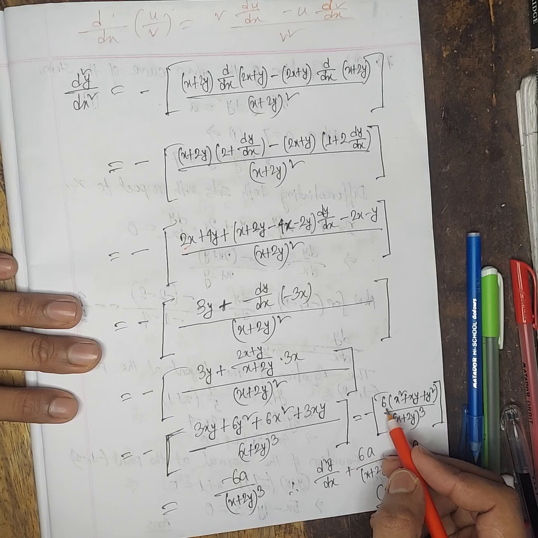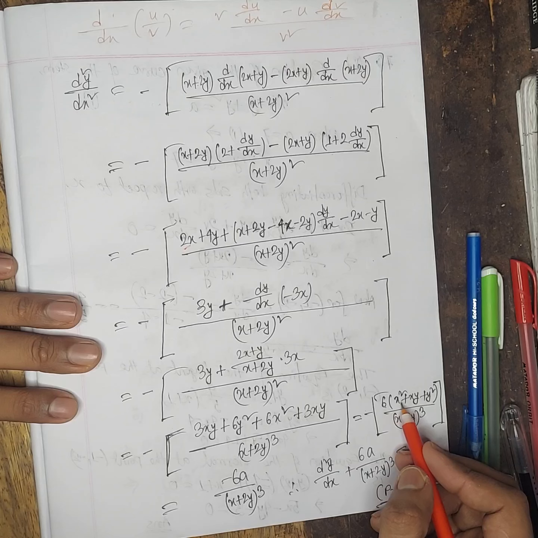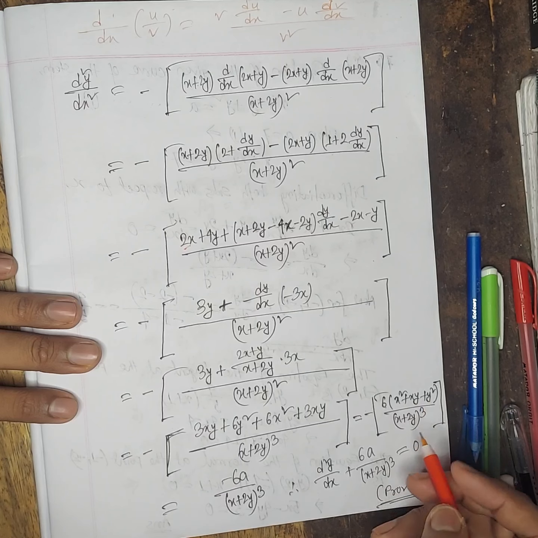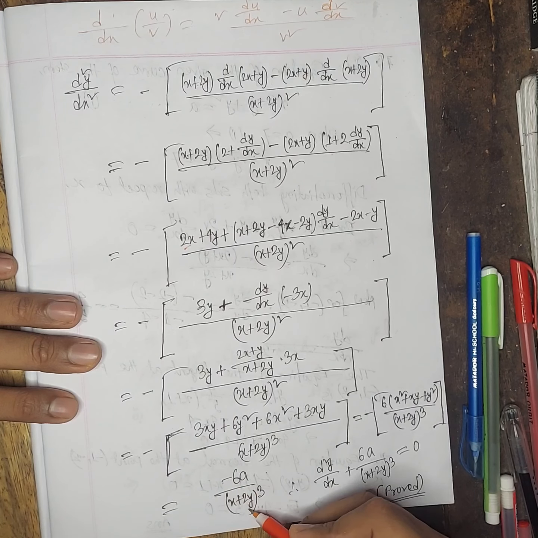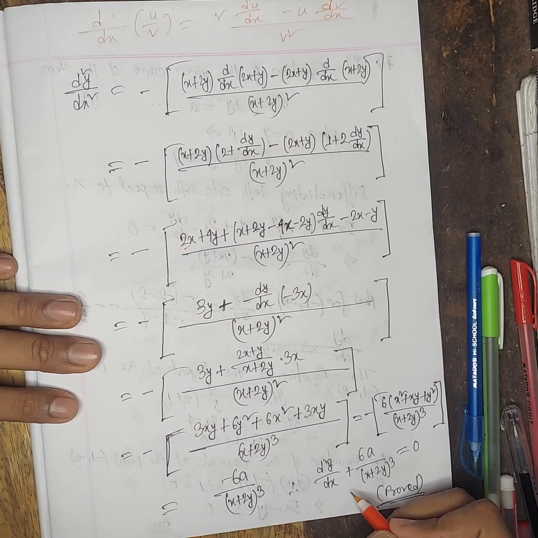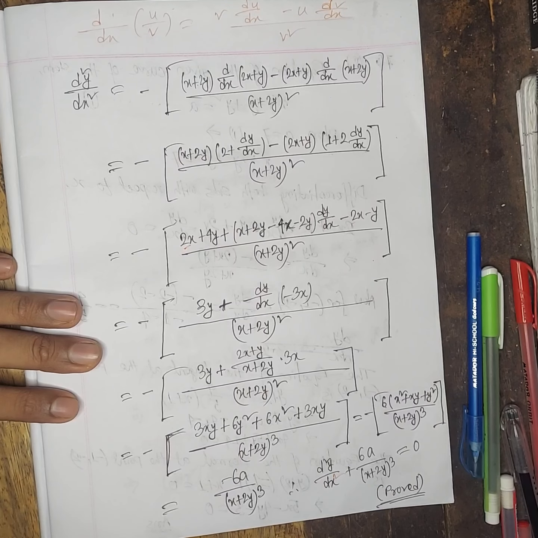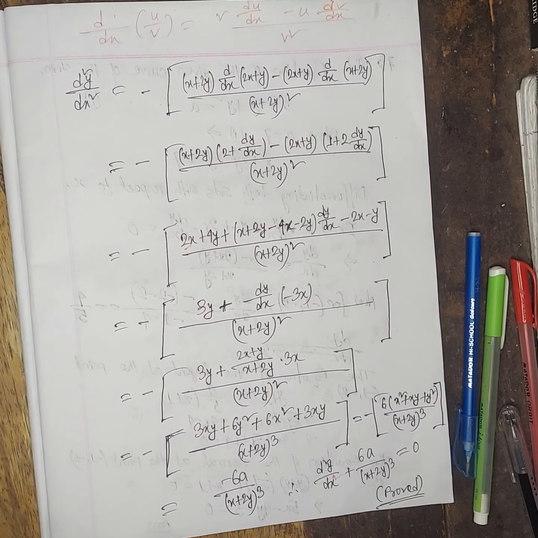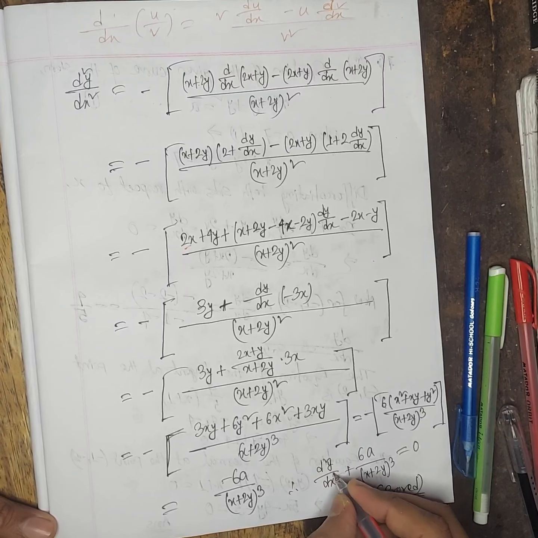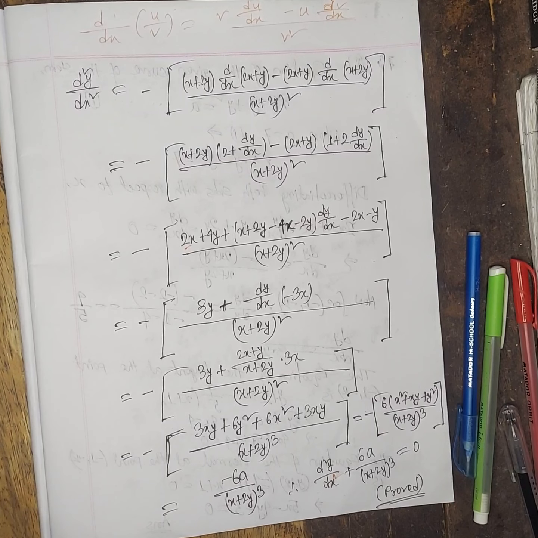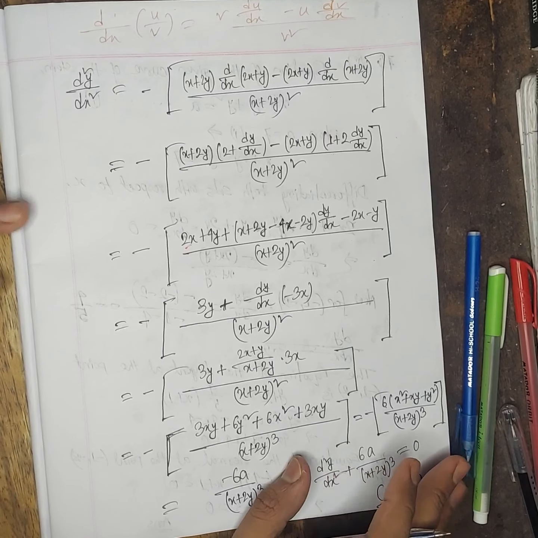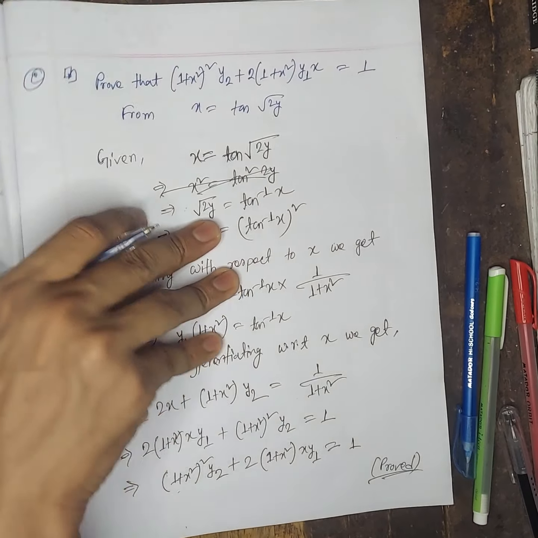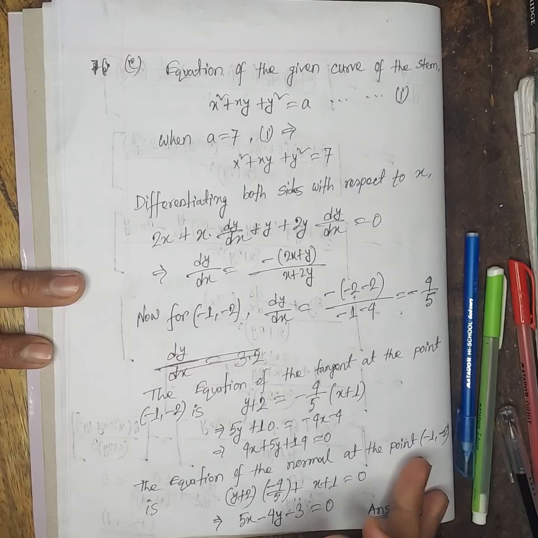Then if we take 6 common, we have remaining x square plus xy plus y square, which is 6a, divided by (x plus 2y) whole cube. And then we get d square y by dx square plus 6a divided by (x plus 2y) whole cube is equal to 0. Okay, so proved.